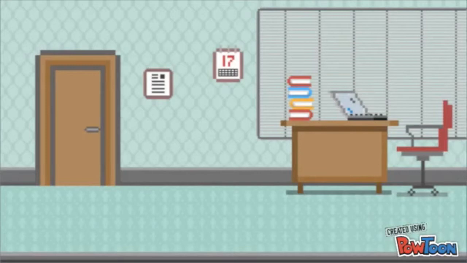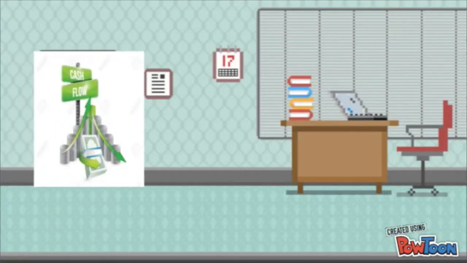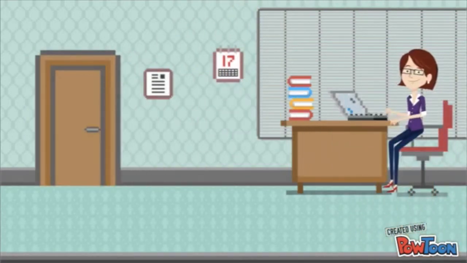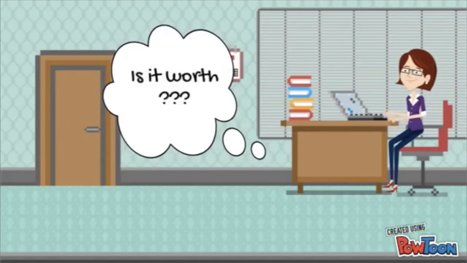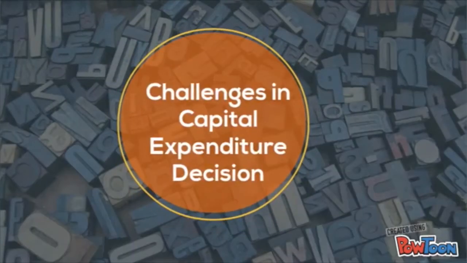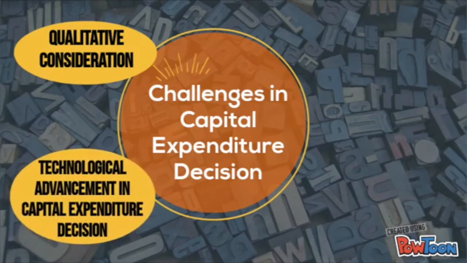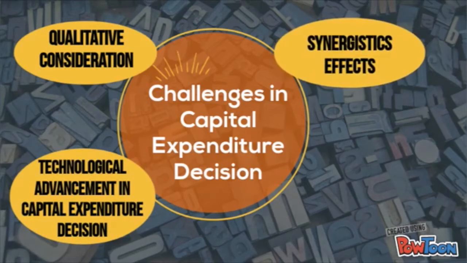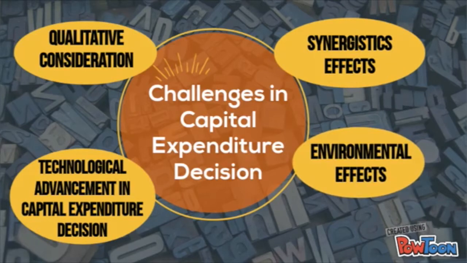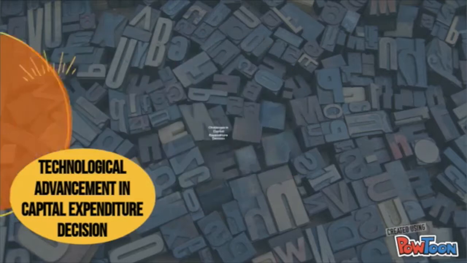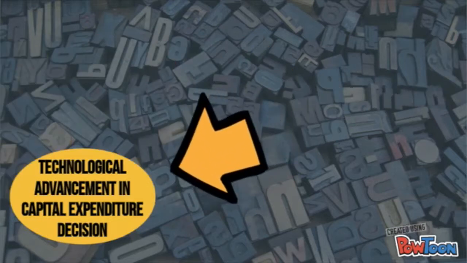Besides, this decision requires the evaluation of cash flows over several years to determine the acceptability of the project. Therefore, management should decide the best selection of a project for the company. In choosing the best decision, management will face a few challenges in capital expenditure decision. So, these are the elements contained in this topic. But our group will focus more on technological advancement in capital expenditure decision.